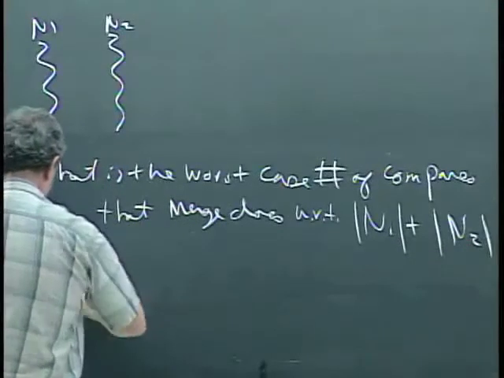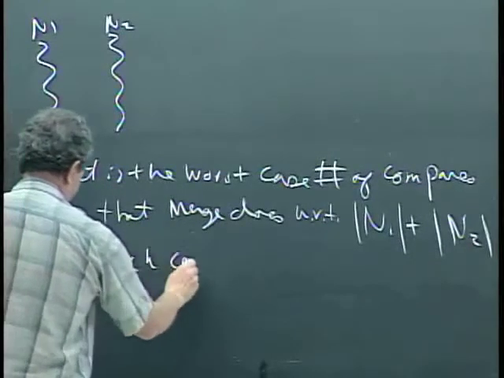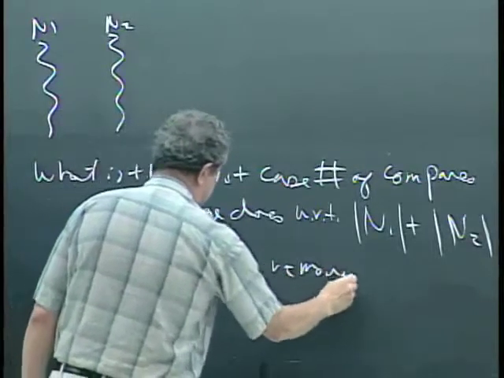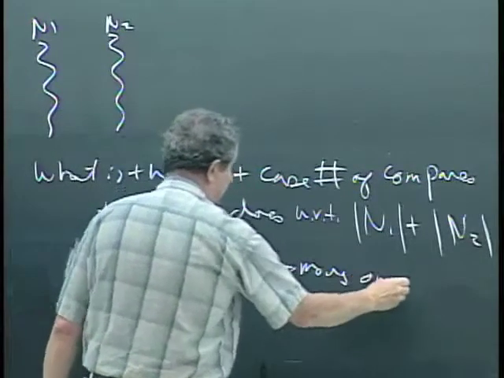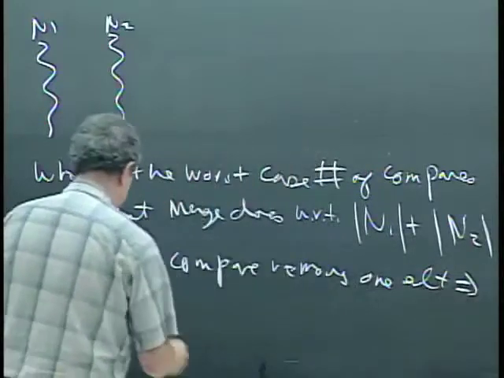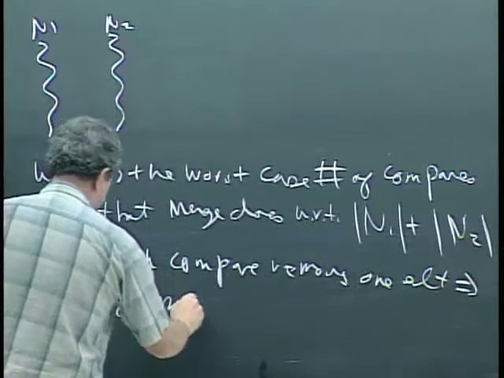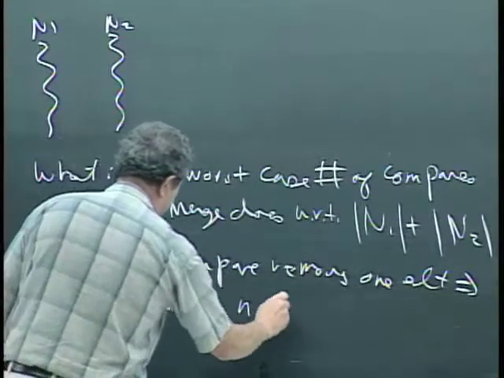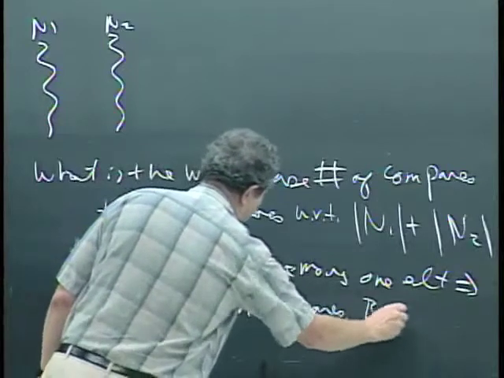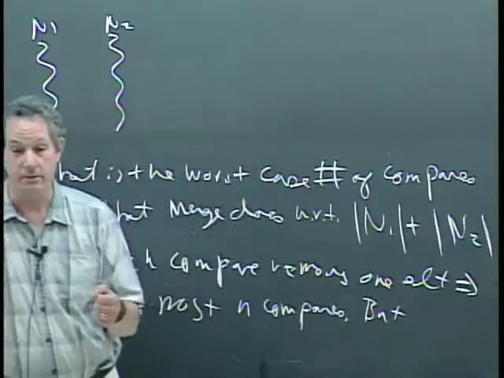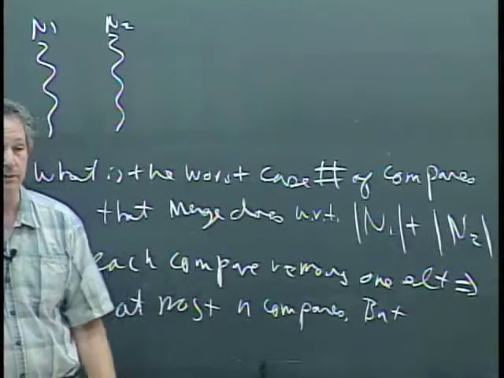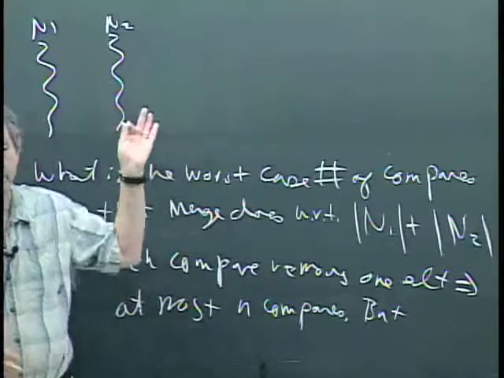Okay, the key thing here is each compare removes one element. And that implies, at most, n compares. Okay? But if you look at the very last comparison, it has to involve something from N1 and something from N2. It's the very last comparison. There's going to be a last comparison.